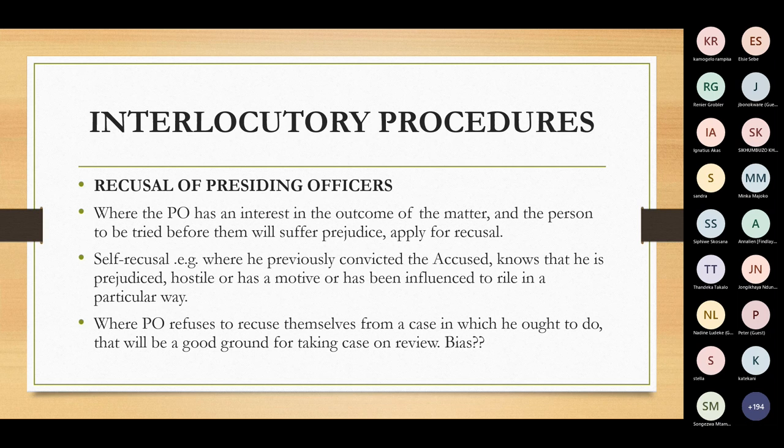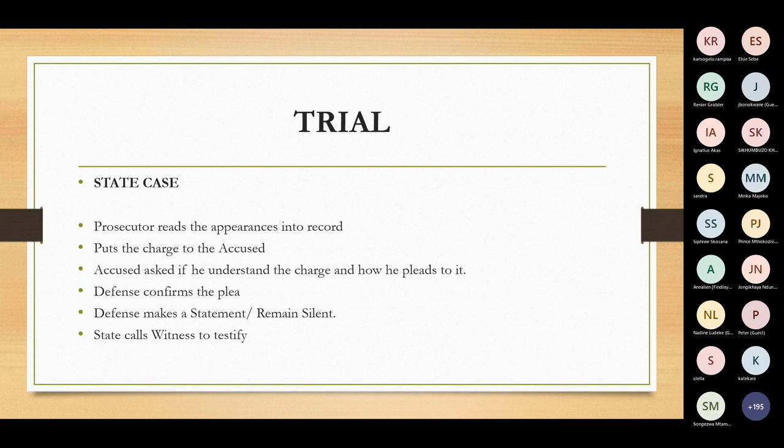And also, where a presiding officer is asked to recuse themselves, but they refuse and they continue with the case, but you are of a view that you had good grounds for them to recuse themselves, you can take them on a review. Or if the matter continues and it ends up with a conviction, then that is also going to be a very good ground of appeal, to show that there was clear evidence throughout the trial of a bias on the part of the presiding officer. You asked for them to recuse themselves, they refused. And at the end, exactly what you were expecting has happened. They've convicted and sentenced your client, so you take them on.